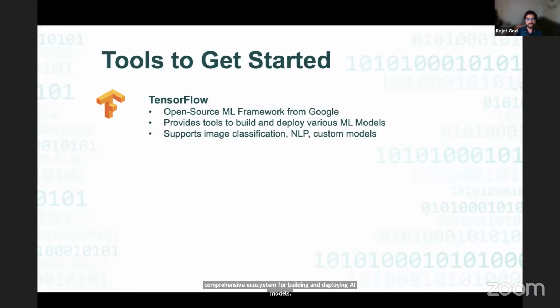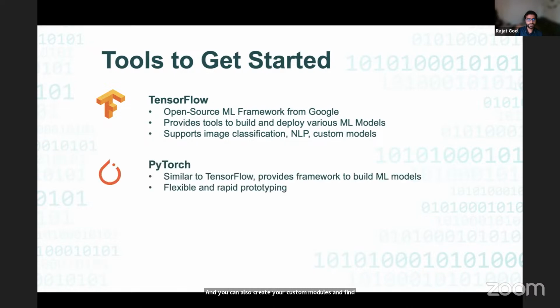The machine learning models that we have discussed so far, you can basically create your own machine learning models, train them on your data, and then build and deploy it for businesses or for your own purpose. They support various tasks like image classification, natural language processing, reinforcement learning, and you can also create your custom models and fine-tune it based on your use case.